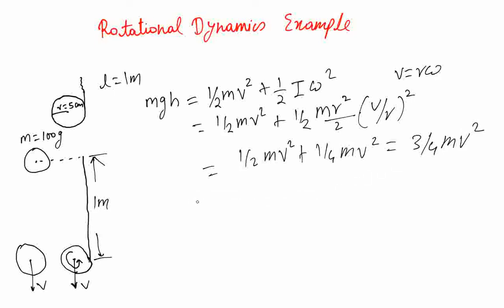So in fact, mass is also not playing any role, but anyway, I was a little careless in choosing the values. So that gives us v squared equals 4 over 3 gh, and v comes out to be the square root of 4 over 3 gh.